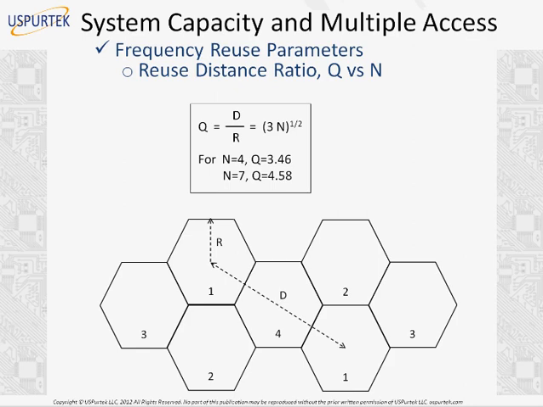Okay, now this is the slide for the question somebody was asking, whether n should be large or small. So what happens if we make n very large? Let's say I have a frequency spectrum available which is 100 megahertz, and I make n equals 10. 10 means I have only 10 megahertz available in one cell. That means my capacity in one cell is reduced. I cannot serve as many users.